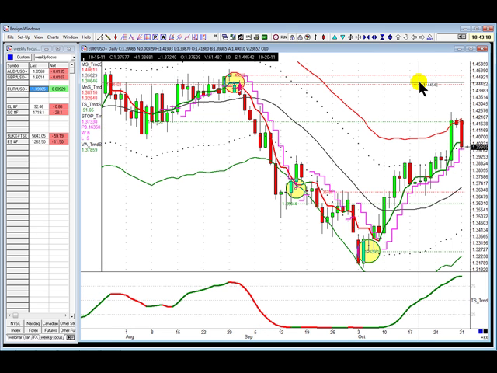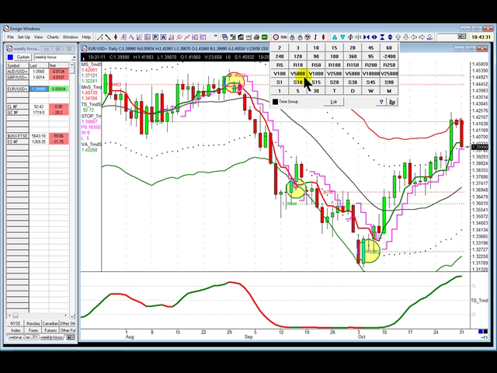Maybe if I compress just around here, 144.40 is the next major area. So if we do have a significant rally on the euro dollar, that's where we're going to look in terms of that major objective. In terms of support, let's just have a quick look at the 4-hour chart.